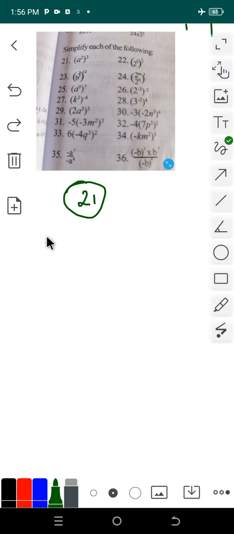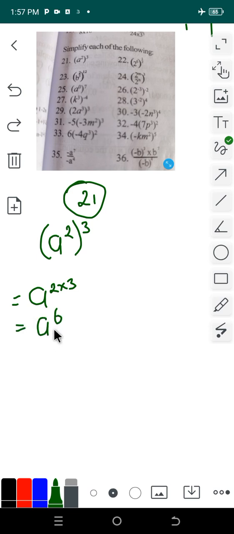So question 21 is having the open bracket a to power 2 close bracket 3. So the solution is going to be just opening of the bracket using the powers. As simple as that, as how we are going to simplify it. So we are going to have a to power 2 multiplied by 3 is going to be a to power 6 as our final answer. This is the simplest form of the given expression in question 21.